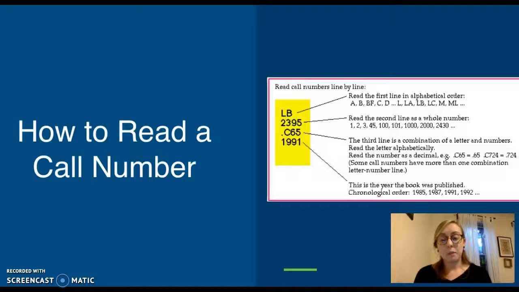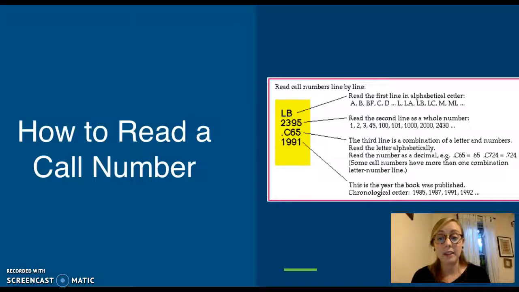So you'll read the call numbers line by line. You'll read the first line in alphabetical order, so LB. That will be located in L. And then you read the second line as a whole number, so this would be 2,395. The third line is a combination of a letter and numbers.